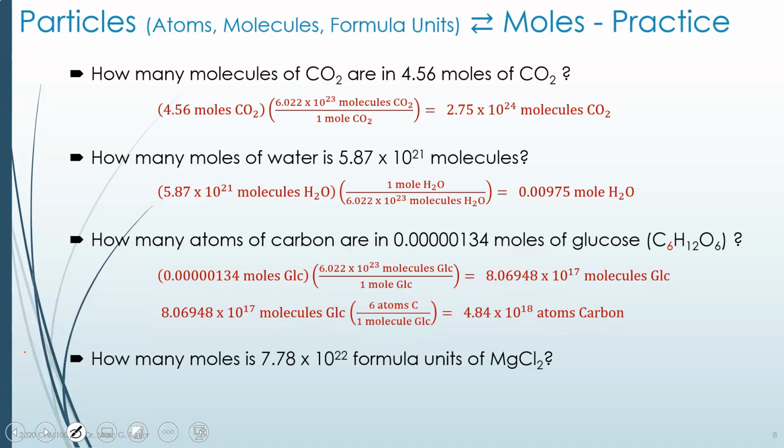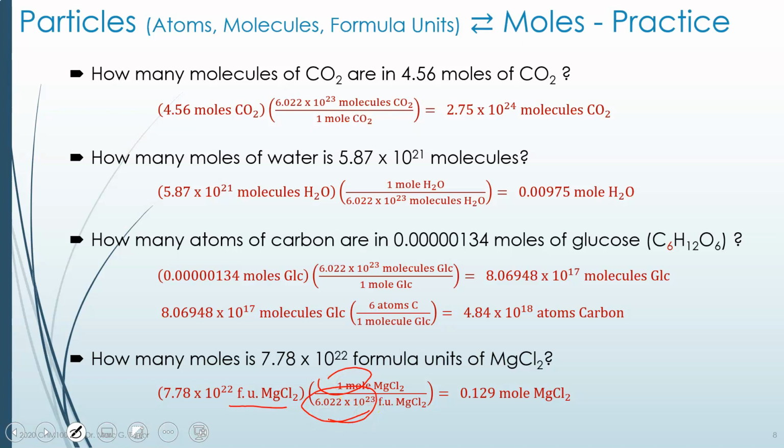And this last problem starts with formula units, and it asks for moles. How many moles is 7.78 times 10 to the 22 formula units of magnesium chloride? So we start with the thing we have, formula units, and we know Avogadro's number says 1 mole of any substance will be this number of formula units, in this case, of magnesium chloride, and we multiply it out. In this case, we're actually doing division, and you get this many moles.